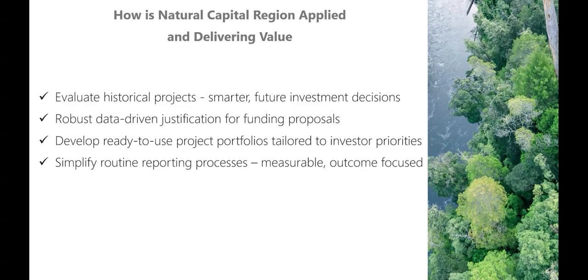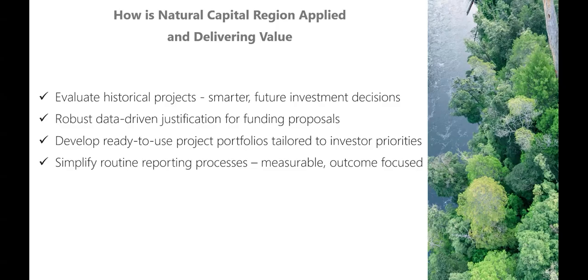So the first one, which is really important, and that'll be the first example I'll give you, is to evaluate historic projects. So look retrospectively at what you've already funded and let that inform future investment. So you can refine what you do and where you do it, and you can make smarter decisions for your future investment or for project bids.